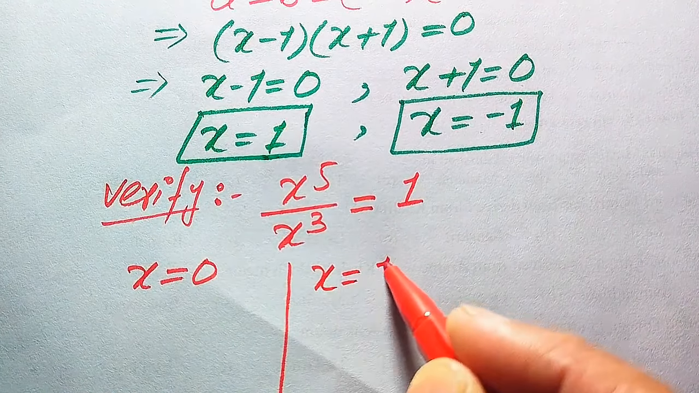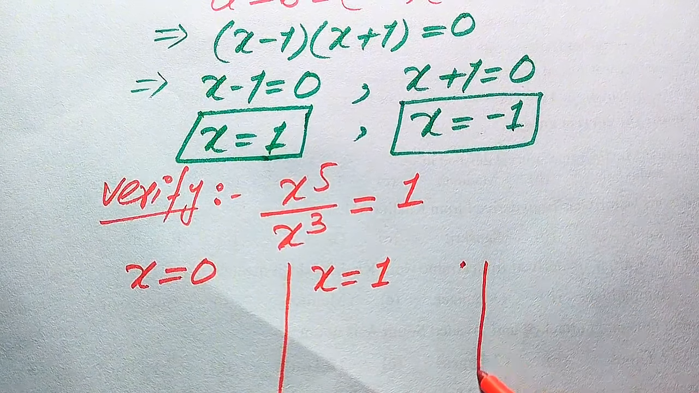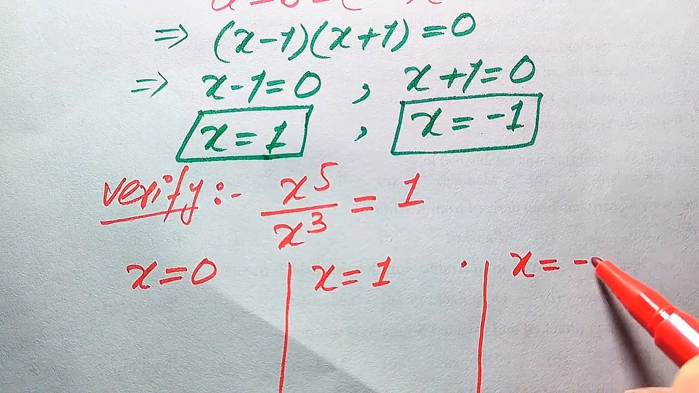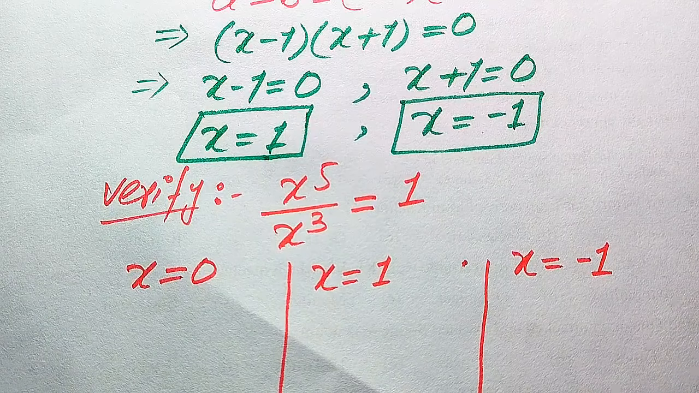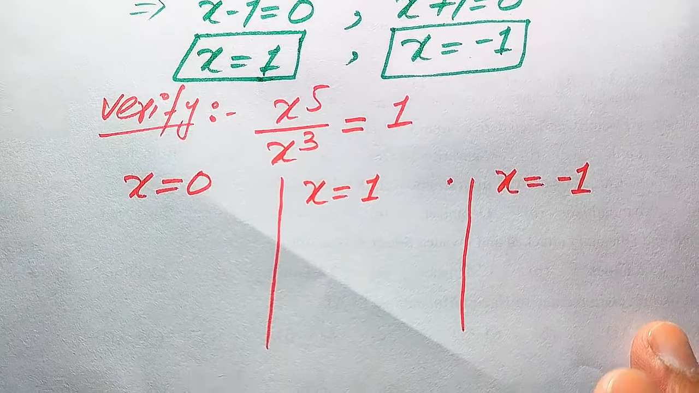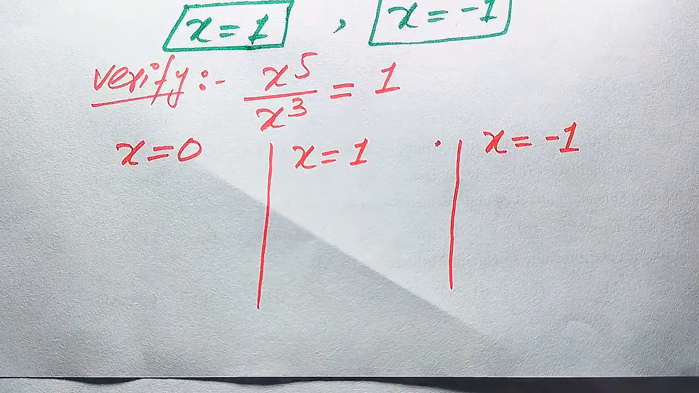In this side we will verify x equals 1, and in this side we will verify x equals minus 1. So here we verify all 3 distinct roots of the given equation.